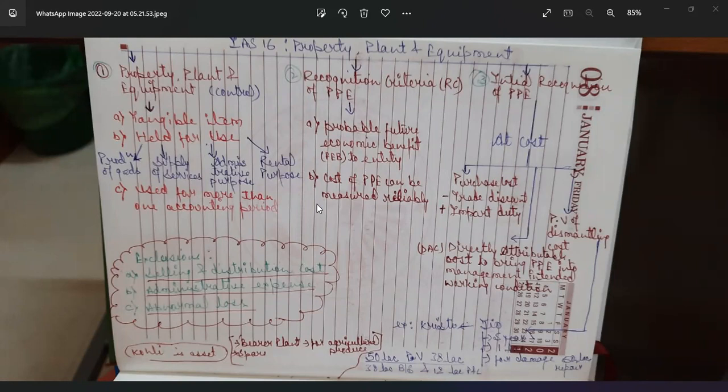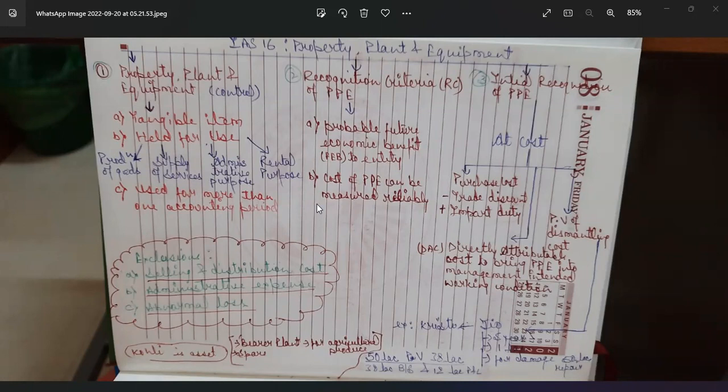If these four purposes are there for using that tangible asset or tangible item, then it will be PPE under IAS 16. Now the third meaning is that it should be used for more than one accounting period. If any asset is used within one accounting period, that will be your current asset, not the non-current asset.